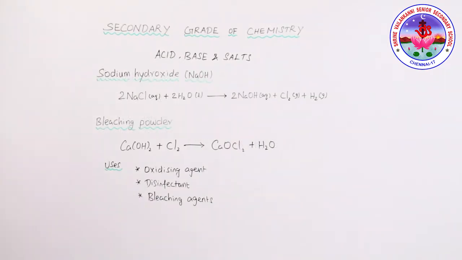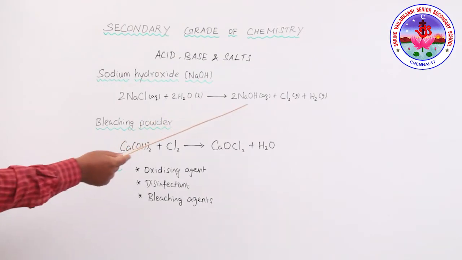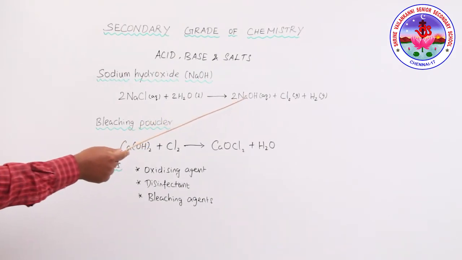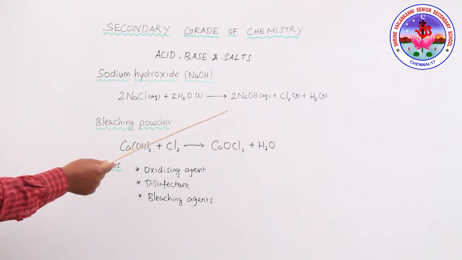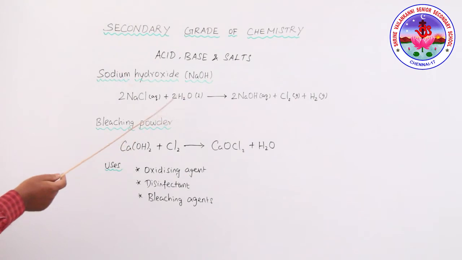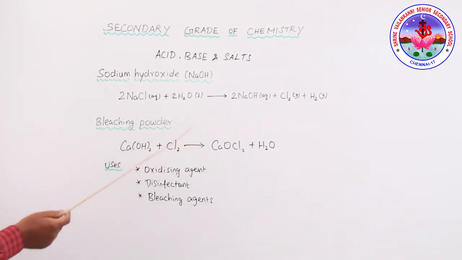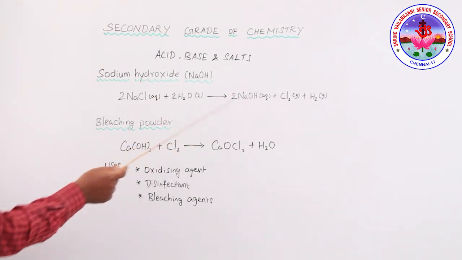Now we will see the preparation of sodium hydroxide. See, when electricity is passed through an aqueous solution of sodium chloride, also called brine solution, it decomposes to form sodium hydroxide. The process is called the chlor-alkali process, because the products are chlor for chlorine and alkali for sodium hydroxide. So that is why the process is called chlor-alkali.